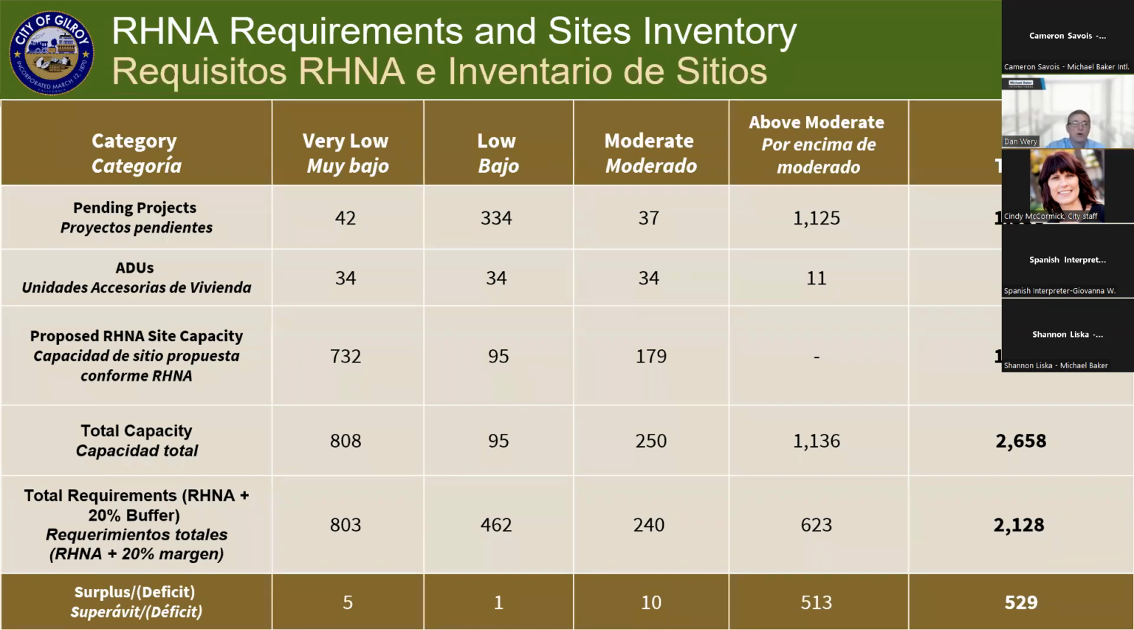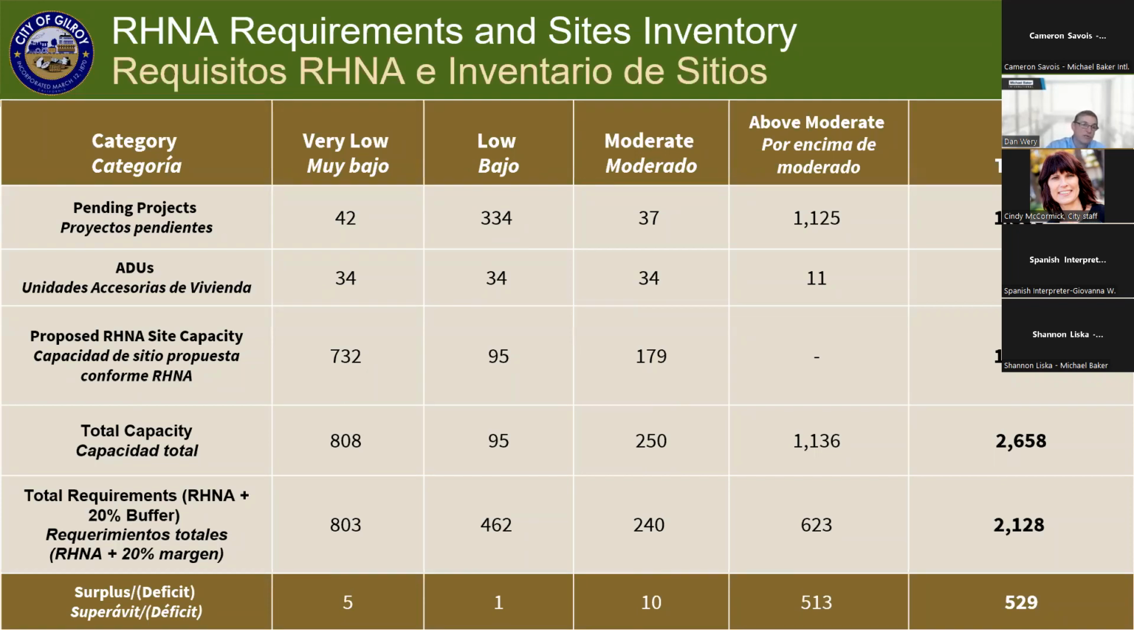The top row shows how many pending projects we have. These were recently approved, or they're currently going through the approval process. And we have a lot of units there. We've got pending projects, about 1,538 units. Is this right? That seems wrong. And then you can see how that's distributed, and we keep track of how those are allocated across the different income levels.